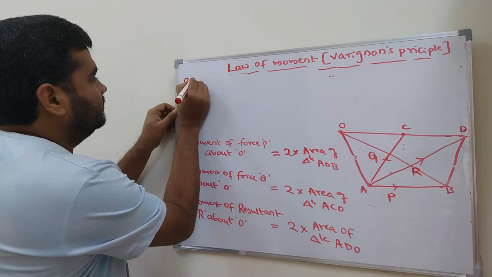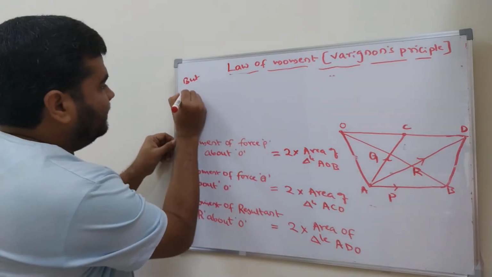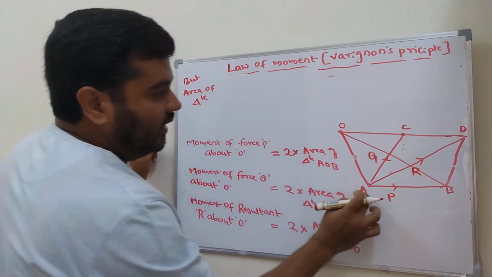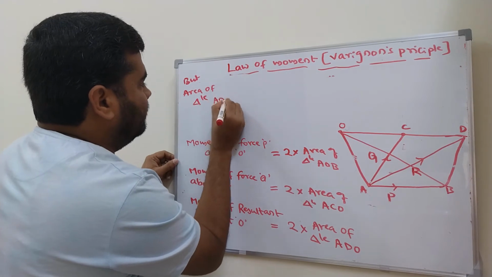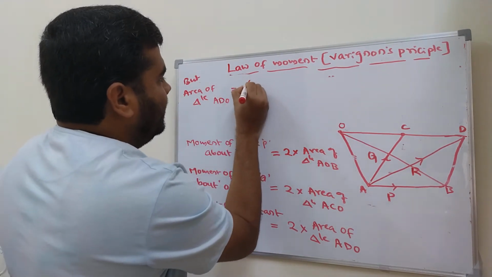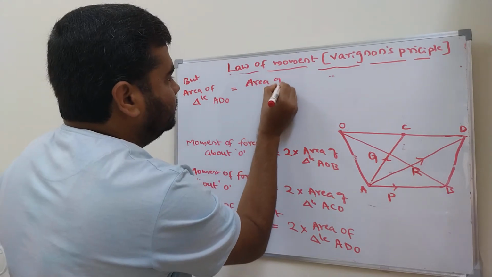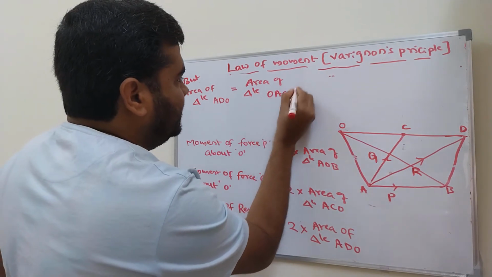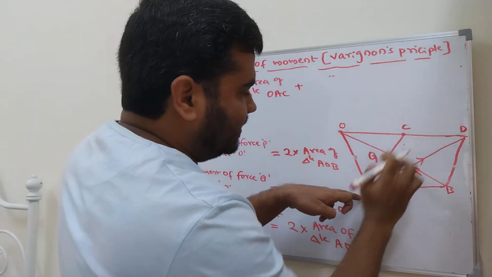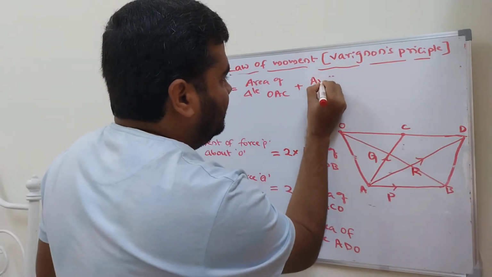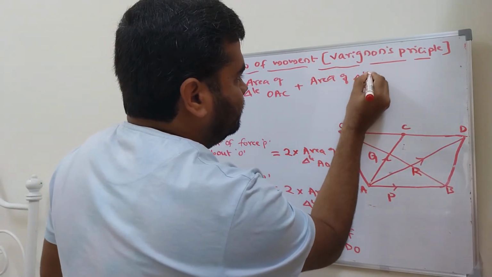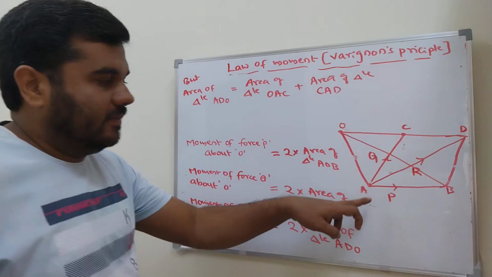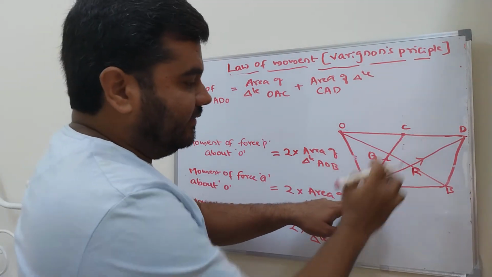But the area of triangle ADO is equal to the area of triangle OAC plus the area of triangle CAD, right? Area of triangle CAD. Now, how will we write the area of triangle CAD?